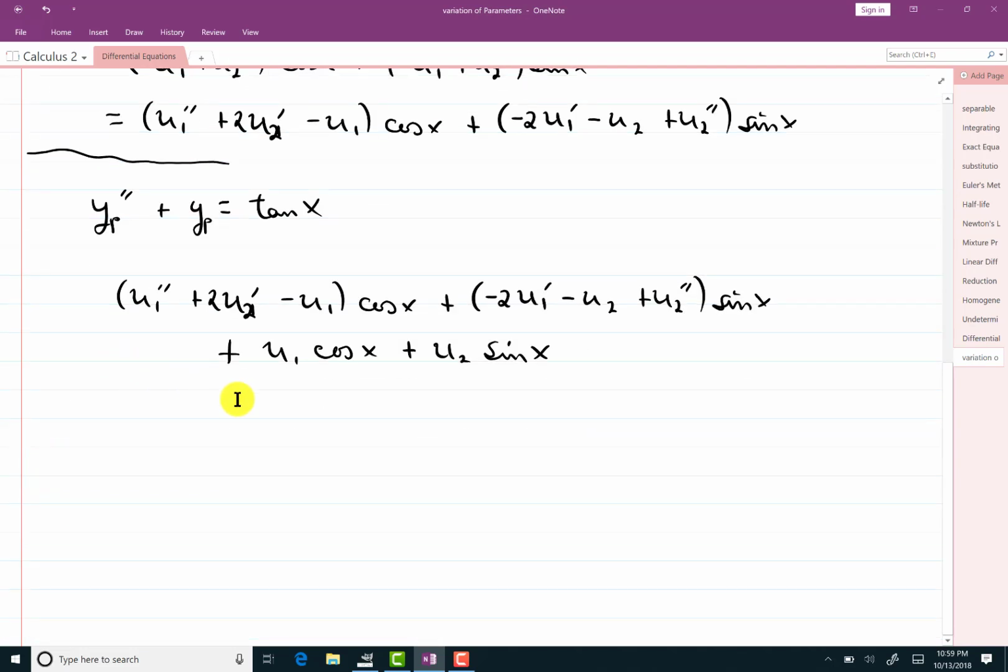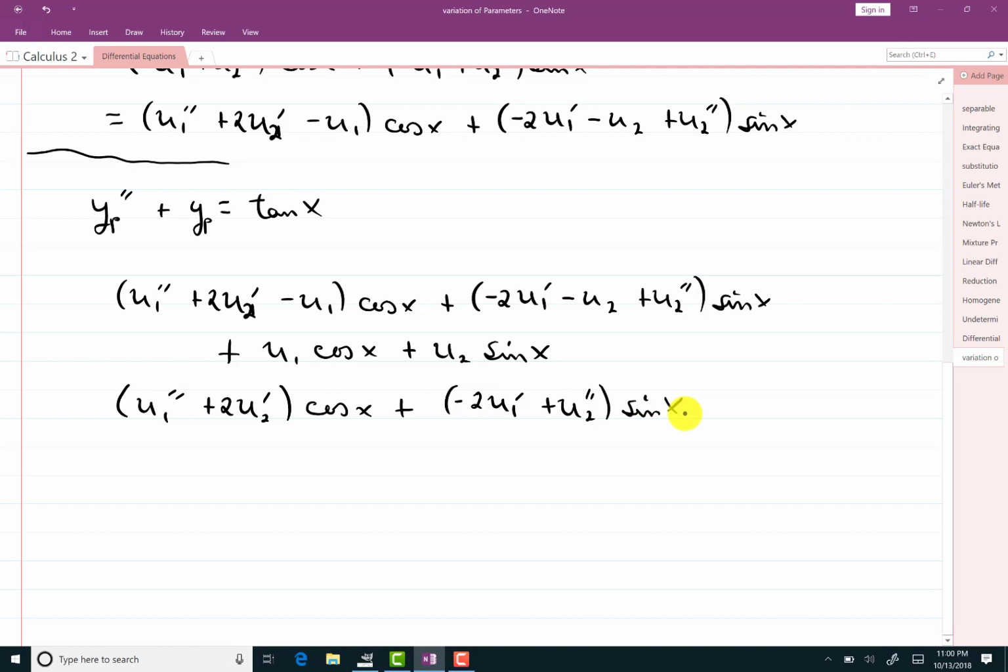And I might be able to do some simplifying. If you see the u1 here, it will cancel with the negative u1 there. And it looks like I'm left with u1 double prime plus 2u2 prime times cosine of x. Plus, over here, the u2's cancel. And we get negative 2u1 prime plus u2 double prime times sine of x.